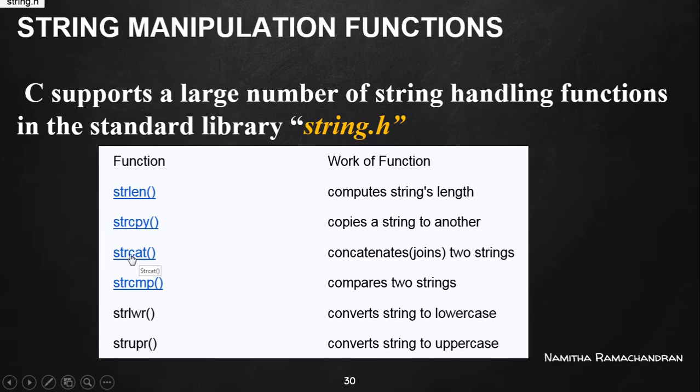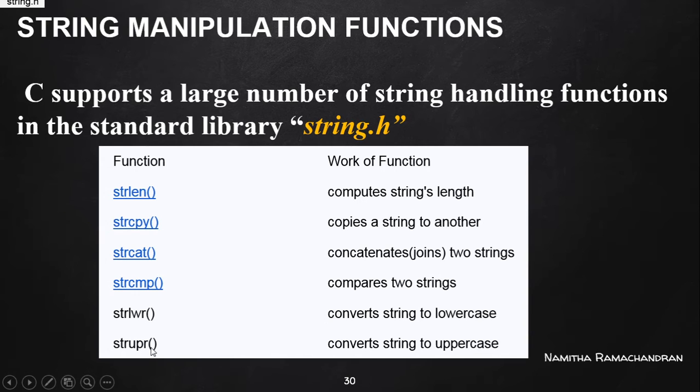String concatenation, strcat, is used for appending one string to the end of another string. It joins or concatenates two strings, that means to the end of the first string it appends the second string. strcmp is used for comparing two strings and deciding whether they are equal or not. strlwr is used for converting an uppercase string into its lowercase form, and strupr is used for converting the lowercase representation of a string into its uppercase form.